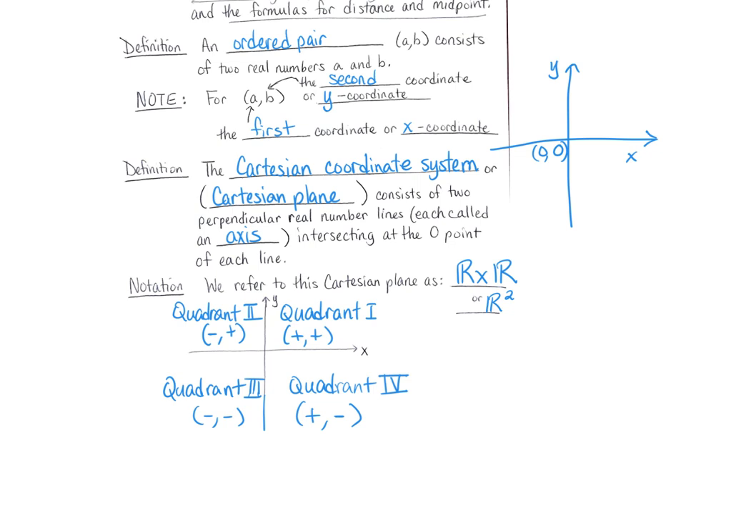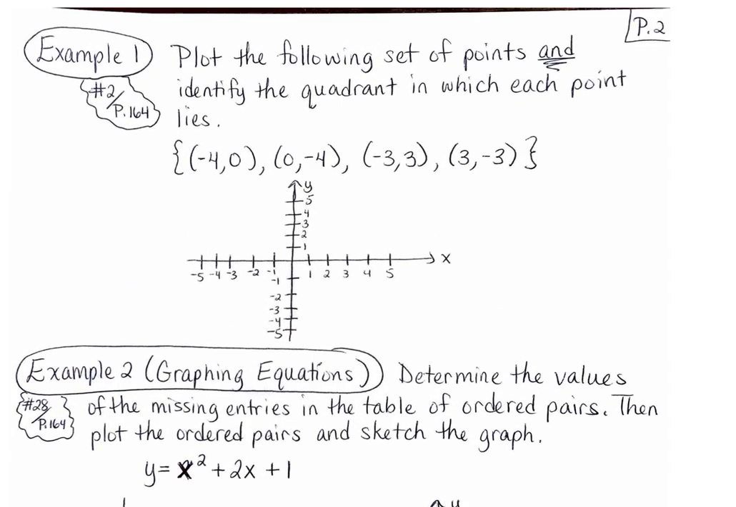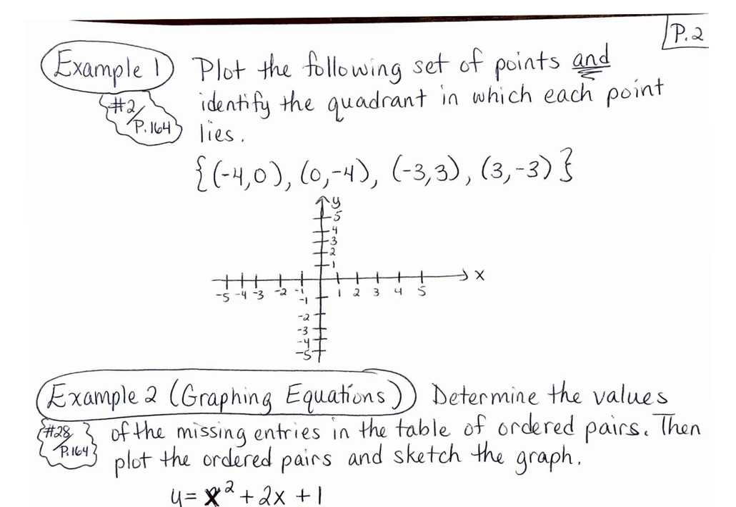So then, just because we want to make sure you know where they live and how to plot them, suppose you have the set of points, and I want you to plot the following set of points and identify the quadrant in which each point lies. So for example, if we start out with (-4, 0), how do we get to (-4, 0)? Describe from the origin how we get to that. Go left 4, you said, and stay. Why do we stay here?